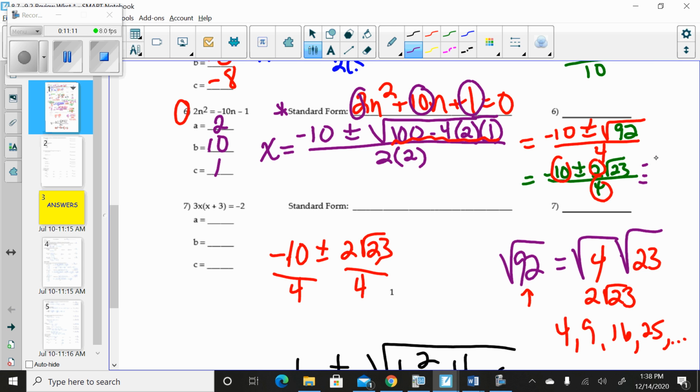So you can actually get it down to negative 5 plus or minus 2 divided by 2 would be 1. So just square root of 23, all over 2, into 4 goes in there twice. So there's not really much else I can do with that.